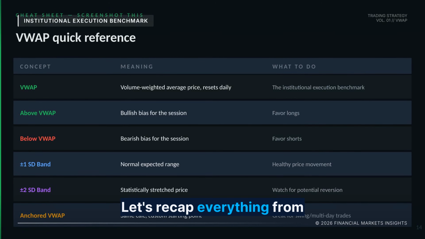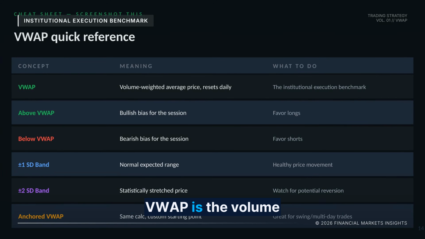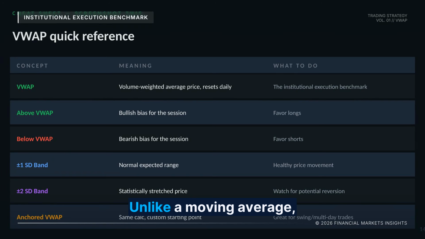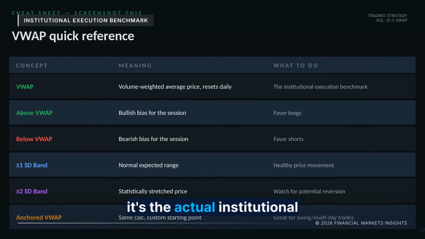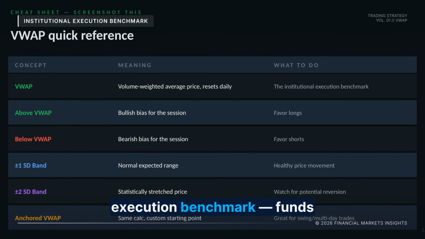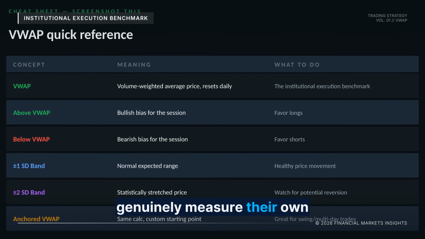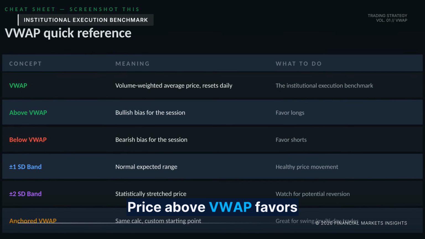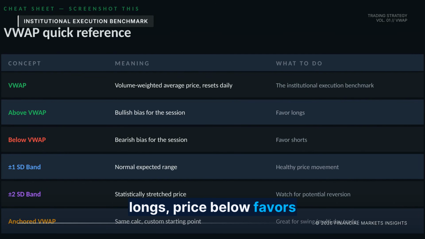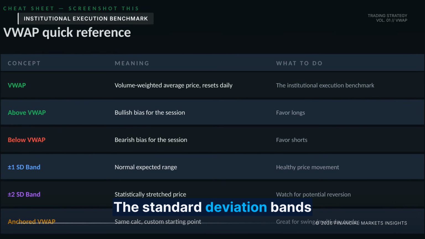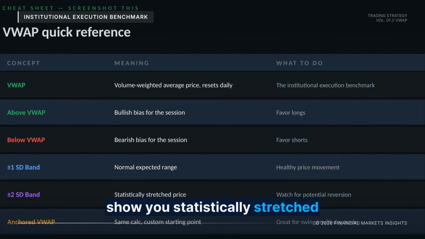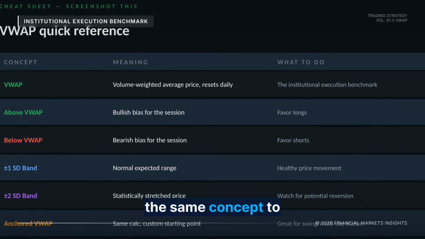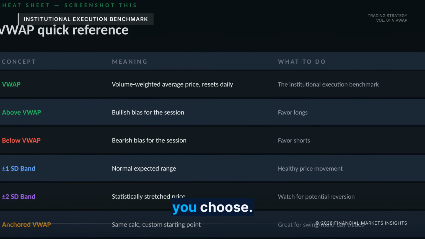Let's recap everything from today. VWAP is the volume-weighted average price, resetting fresh every session. Unlike a moving average, it's the actual institutional execution benchmark. Funds genuinely measure their own performance against it every day. Price above VWAP favors longs, price below favors shorts. The standard deviation bands show you statistically stretched price. An anchored VWAP extends the same concept to any custom starting point you choose.